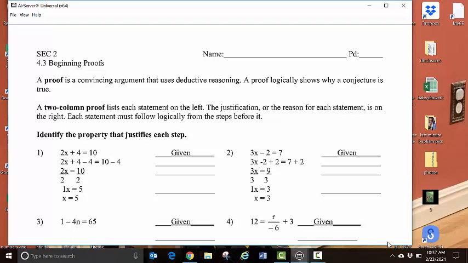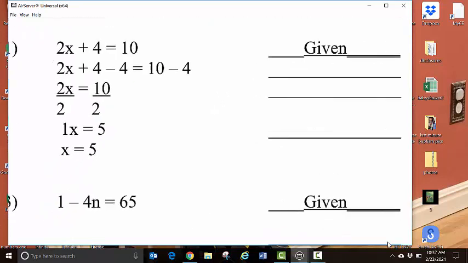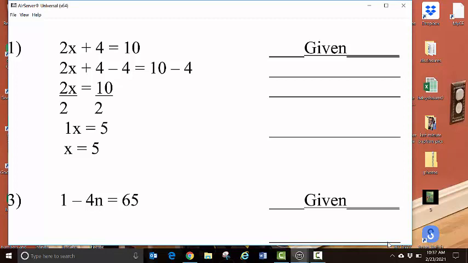A proof is a convincing argument that uses deductive reasoning to show why something is true. And we have a two-step proof where you have a statement on the left and the reason it's true on the right. Okay, your reasons it's true are in your notes. And so I want to look at this one. We have 2x plus 4 equals 10. How did they try to solve it? They tried to minus 4 from both sides. So what allows us to minus 4 from both sides?